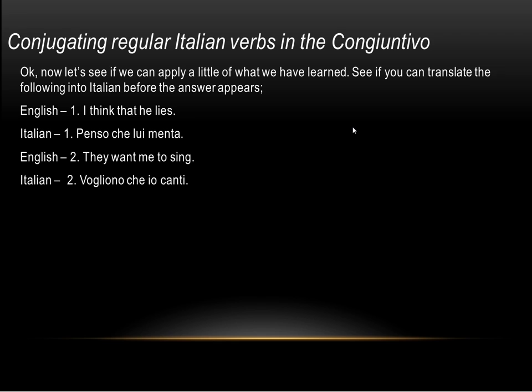Okay, in Italian, vogliono che io canti. Vogliono, the standard present tense for they want. Che io canti. We have to use the subjunctive, or the congiuntivo, because over here we have a subjective statement. Vogliono, they want. It's happening in their mind. So this is tainted, so it has to be in the subjunctive or the congiuntivo.